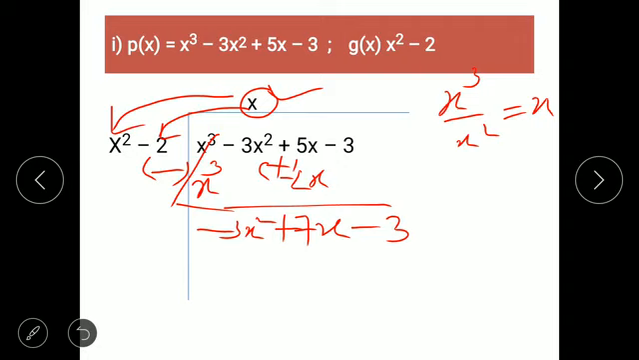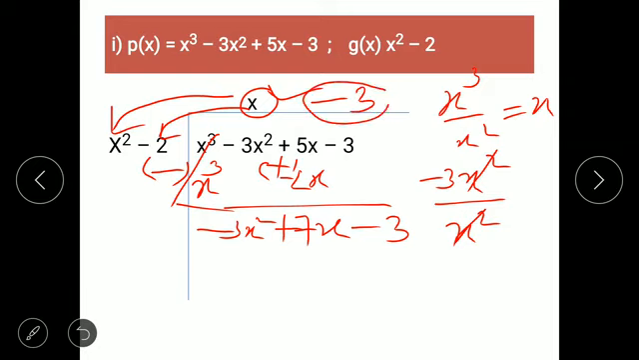Clear? Now what we do? The same step. Now what is the first term here? Yes, first term is which one? Minus 3x square divided by the first term, x square. x square cancels. What is remaining? Minus 3. Now the same way with this minus 3 multiply. Minus 3 into x square, minus 3x square. Minus into minus plus, 2 3s are 6.